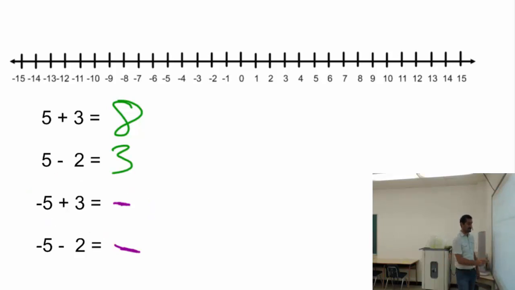There, I'm looking at the two signs, and they are also different. So you need to go down. You need to subtract from the big one. 5 minus 3, that will give you 2.